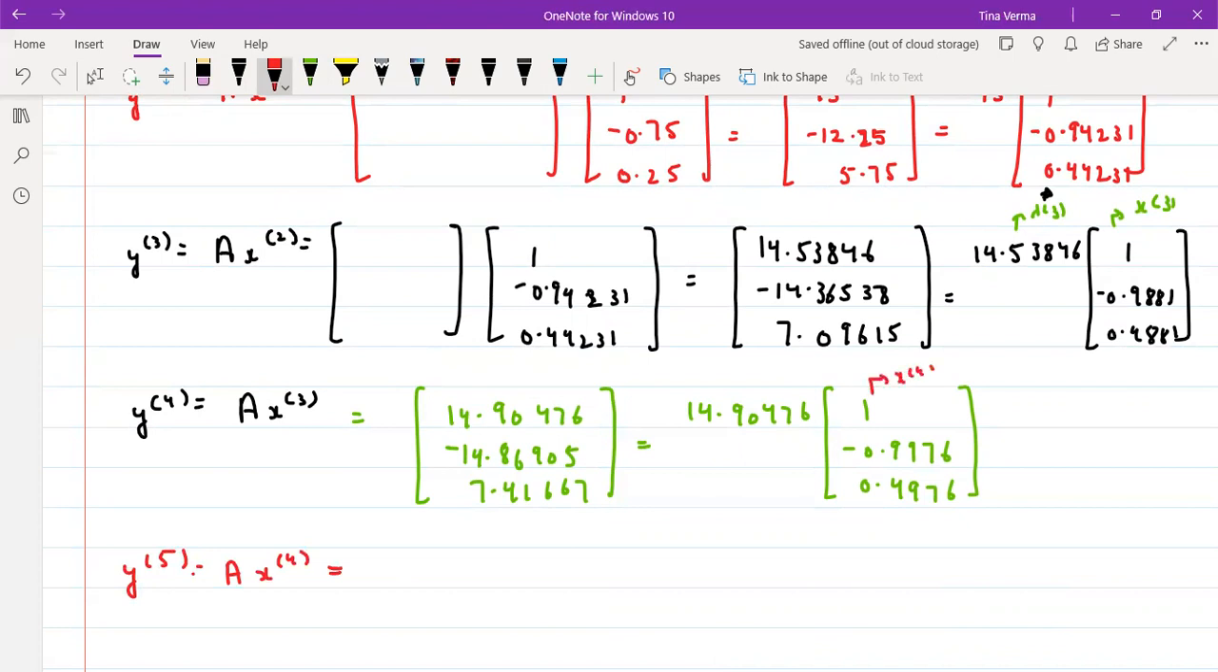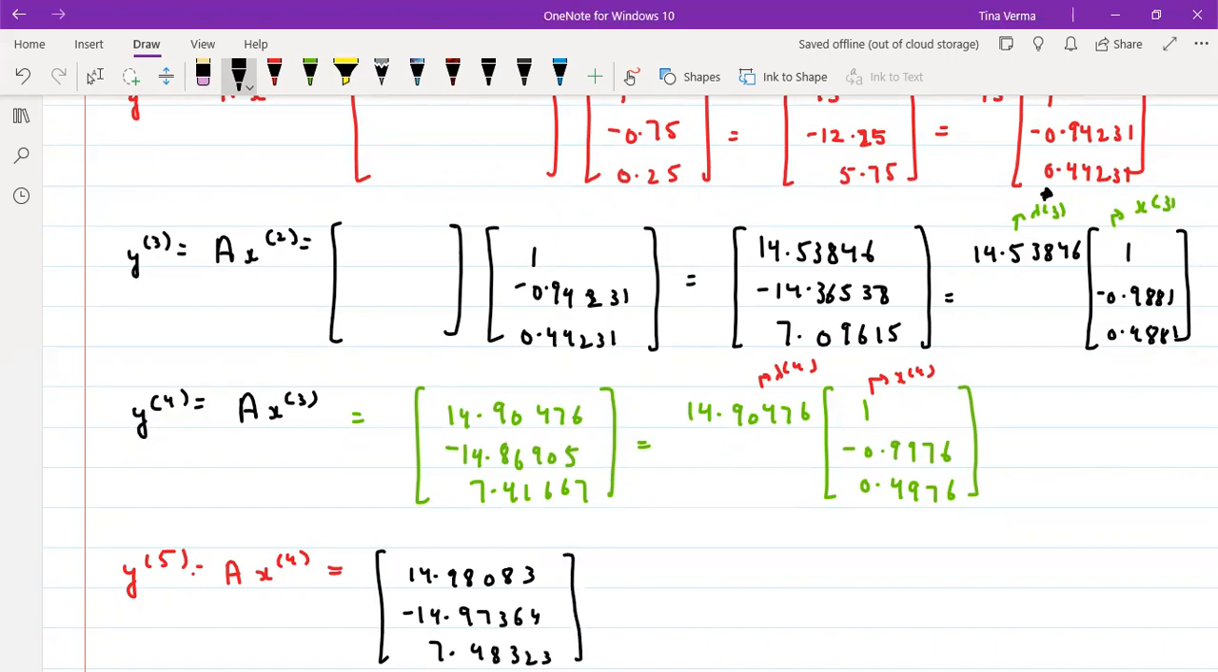This is your x4 and this is your lambda 4. So when you do the multiplication, you will have 14.98083 minus 14.7364 and this is your 7.48323. When you take the maximum element out, that will be 14.98083, and when you divide, this will be 1.